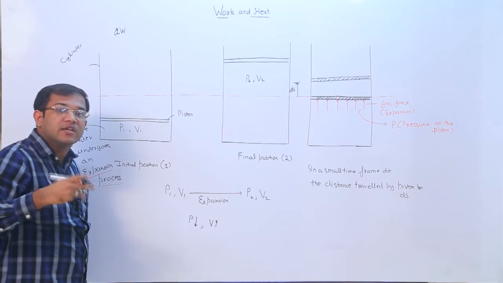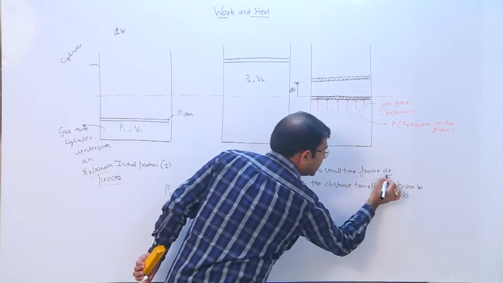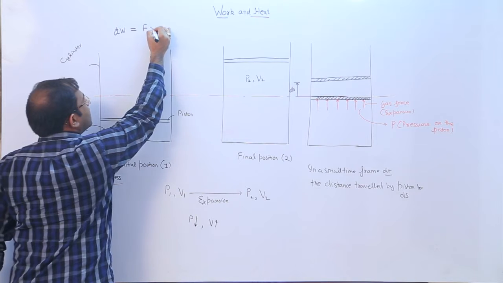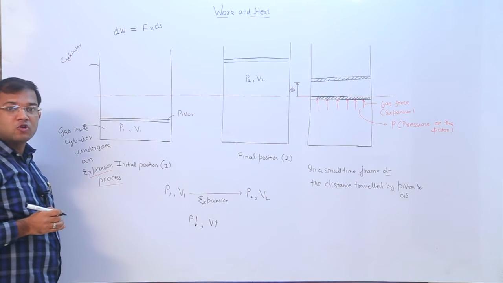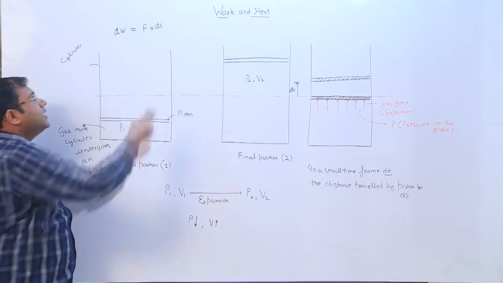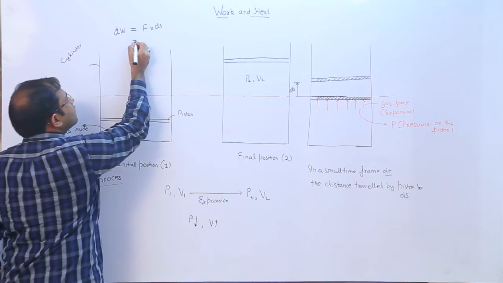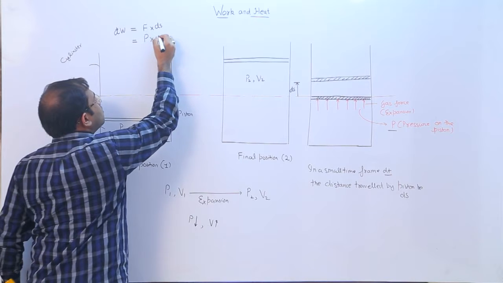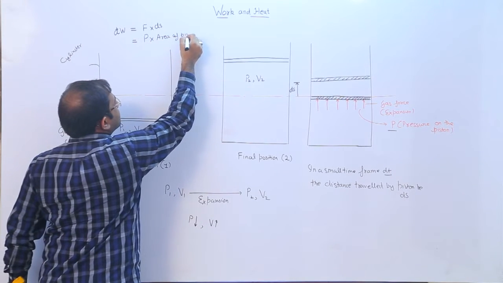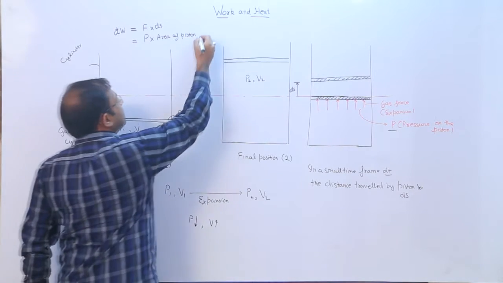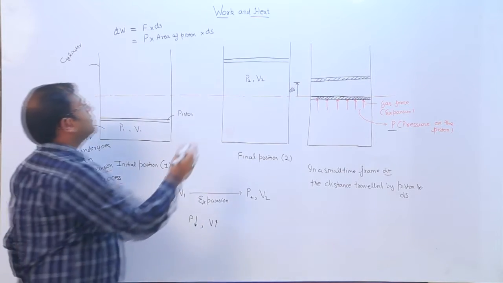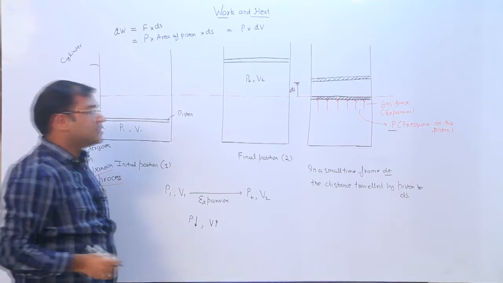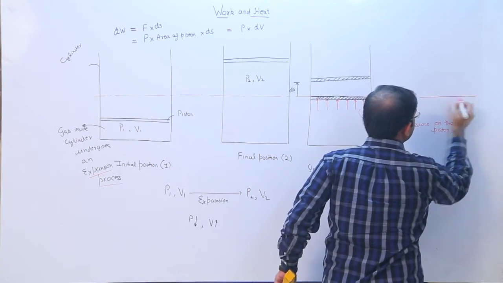Now see students, how can I write small change in work dW? See, expansion always yields us work, and for a small time frame dt, the work obtained will be equal to F into distance covered ds, the force acting on the piston by gases into the distance covered ds. Is it okay? And this force can simply be written as product of pressure, this pressure into the area of piston on which this pressure is acting multiplied by ds. So this is nothing but P into dV.